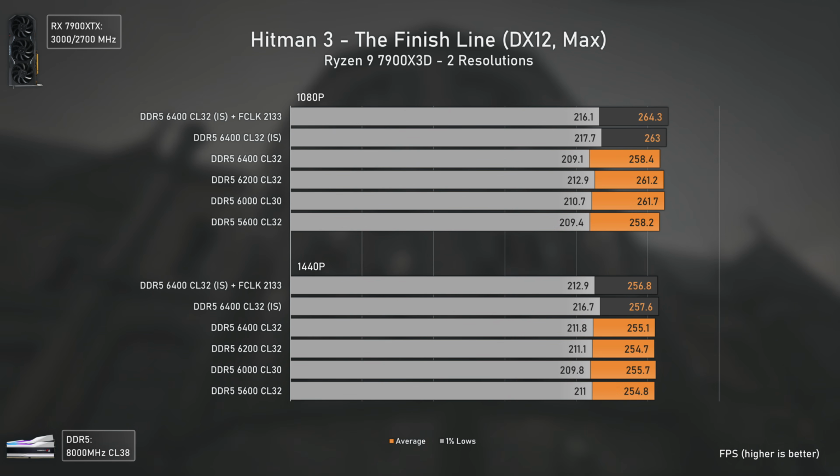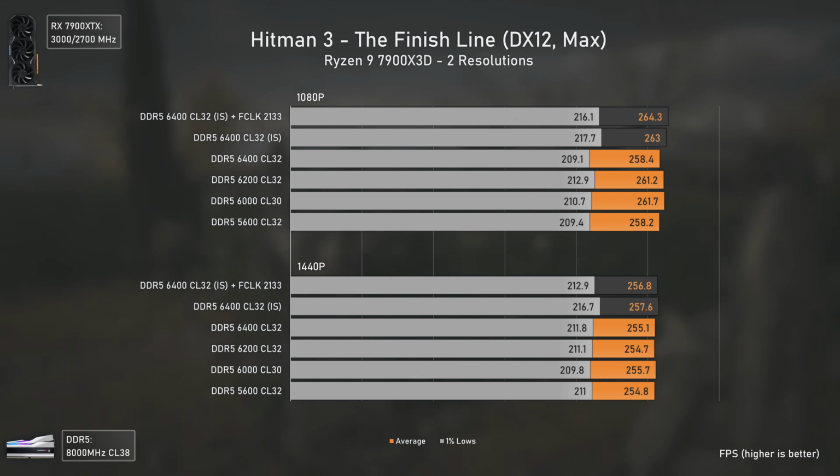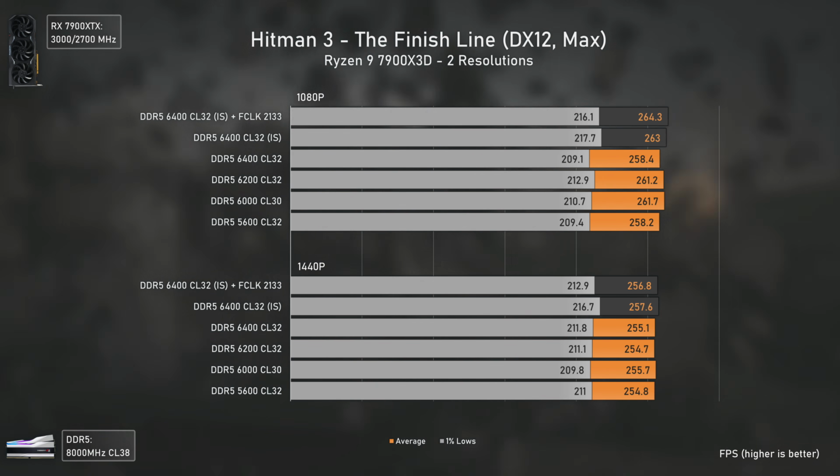And RAM becomes even more meaningless with the Ryzen 9 7900X3D, that once again delivers all results within the margin of error and at over 250 average FPS.